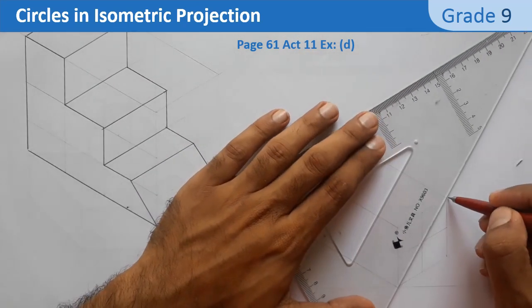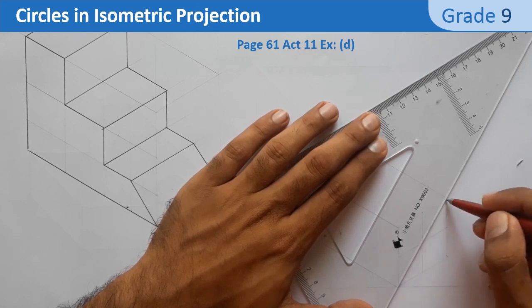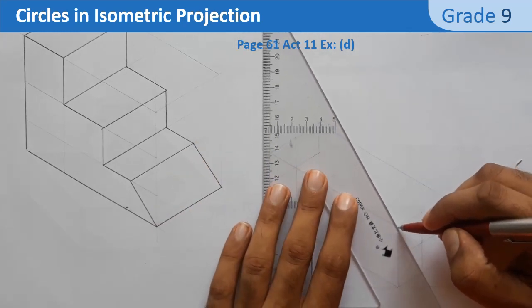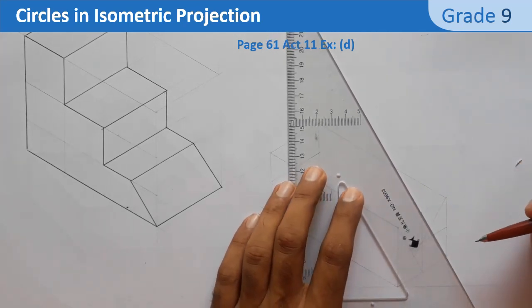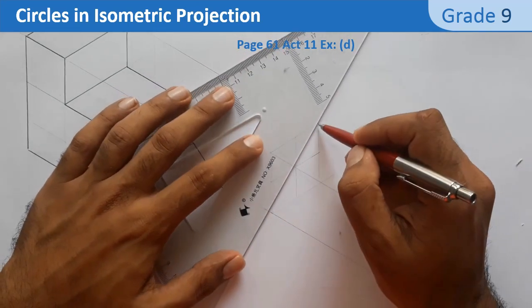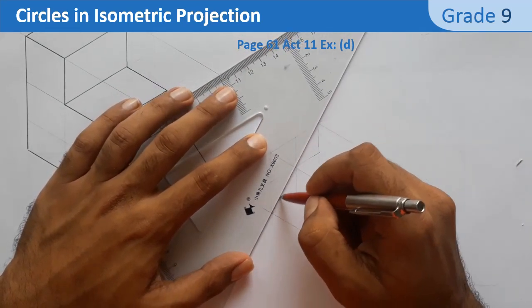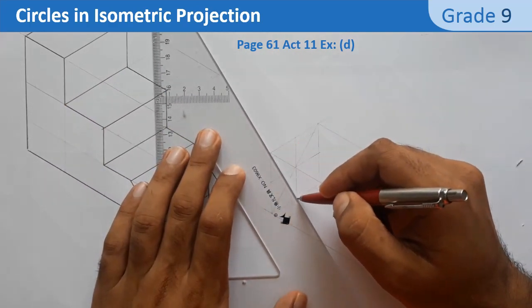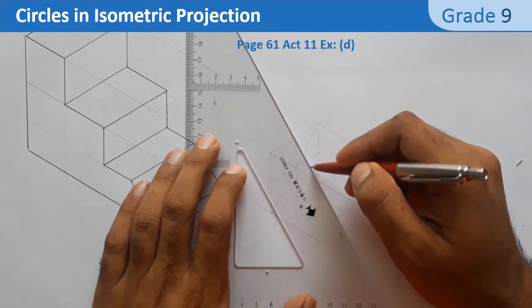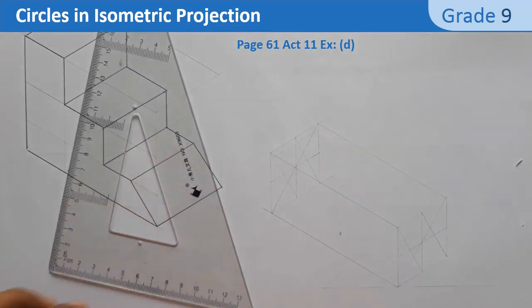Now I draw the longest diagonal and the 2 shorter diagonals. Note that the 2 shorter diagonals must not start on the same part of the longer diagonal. So now you will get the 4 centers, which you will use to draw the ellipse.